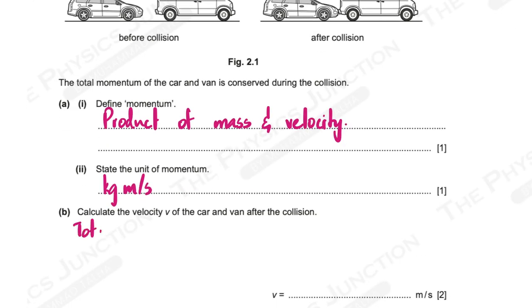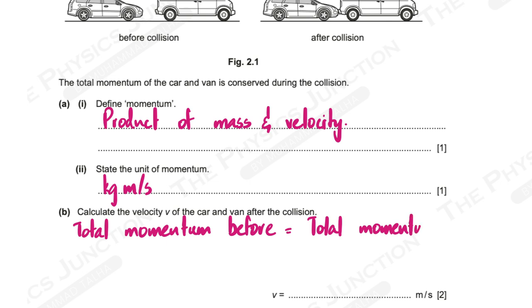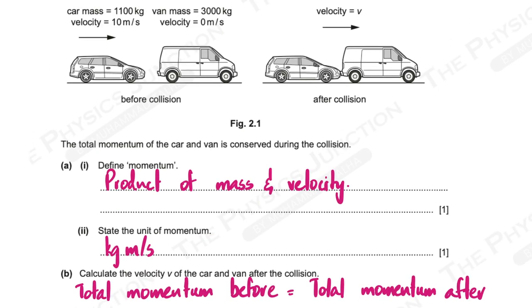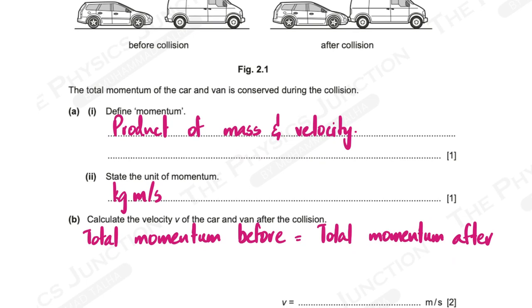I know for a fact that because this is 2 marks, this is not what the examiner would give marks for, but I'm still going to write it. Just to establish this as a habit, so that wherever marks are there, I'm hardwired to write this there as well. So total momentum before equals total momentum after. Before, it's 1100 times 10 and none for the van, so 1100 times 10.